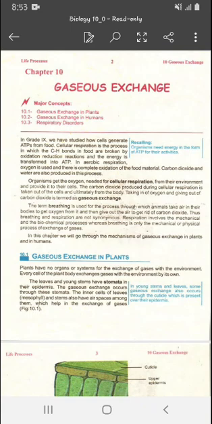In this chapter, we discuss 3 or 4 terminologies related to gaseous exchange. Number 1 is cellular respiration, second is breathing, and third one is gaseous exchange, which is the name of the chapter.